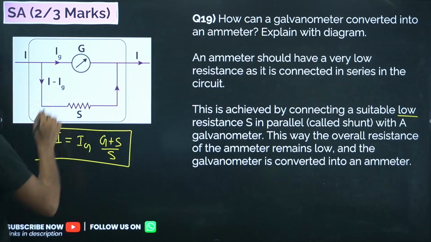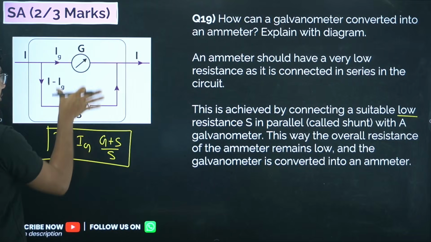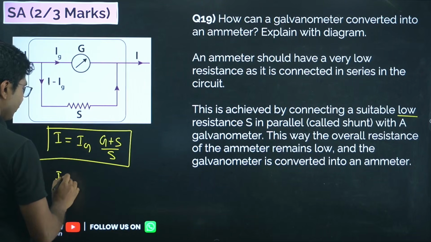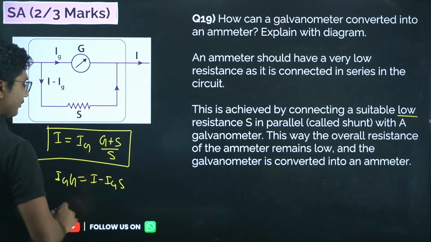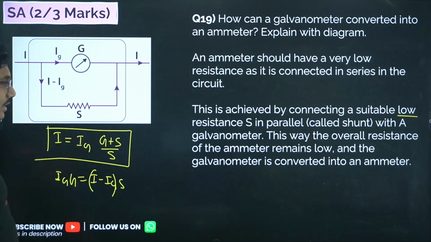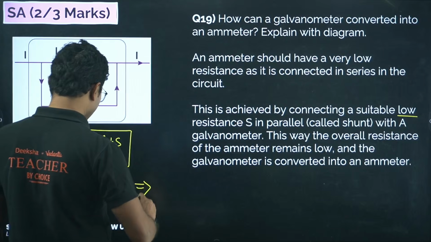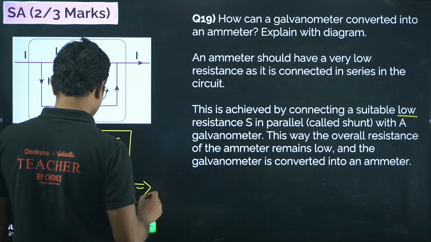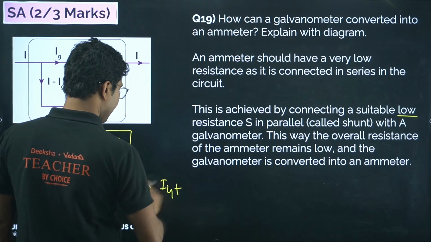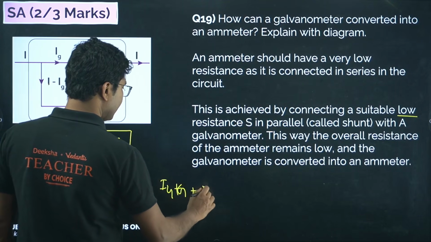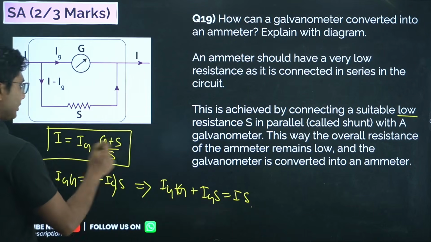If you forget it, you can find it. Ig into G equals I minus Ig into S. The voltage drop should be the same across both of the components. When we were students, this derivation used to come: show that the current passing through an ammeter is this. That derivation is no longer there, but when we were students, it used to come. From here we can say that Ig plus Ig into G by S... Ig into G plus Ig into S equals I into S, or this is the expression.